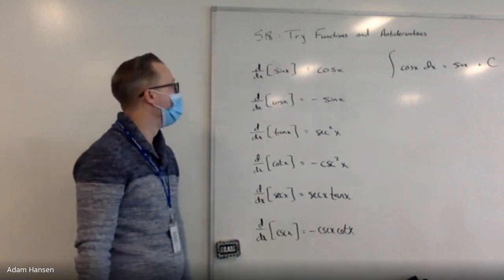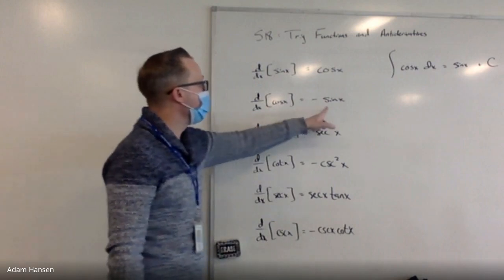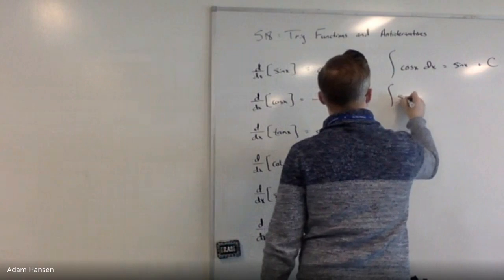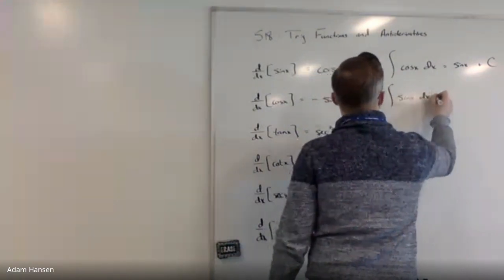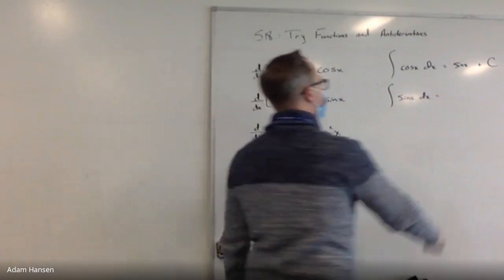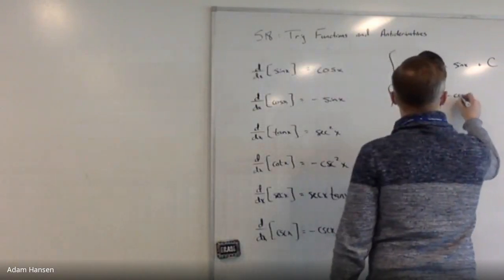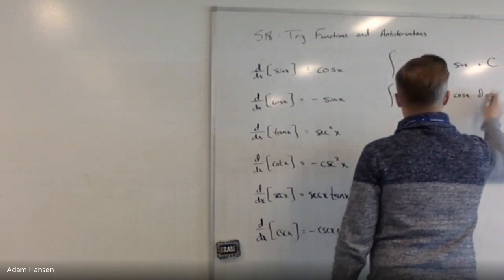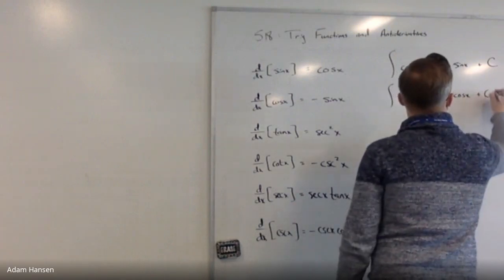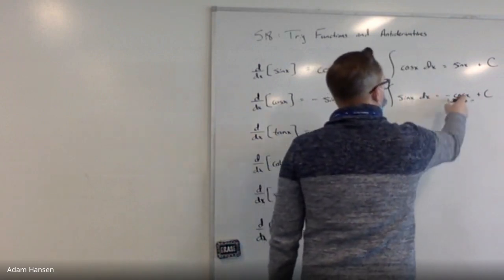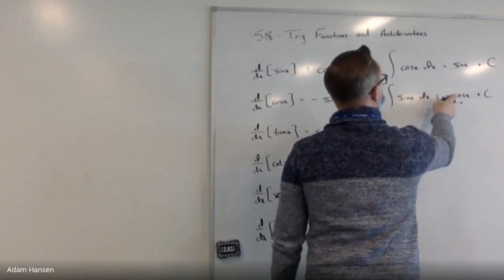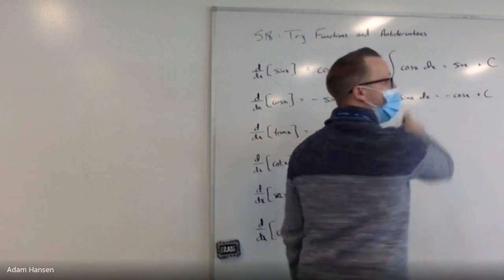Okay, let's practice more. The derivative of cosine is negative sine x. So what is the antiderivative or indefinite integral of sine x dx? Negative cosine x. The derivative of cosine is negative sine, so I stick a negative out in front to make the derivative of negative cosine x back to positive sine x.